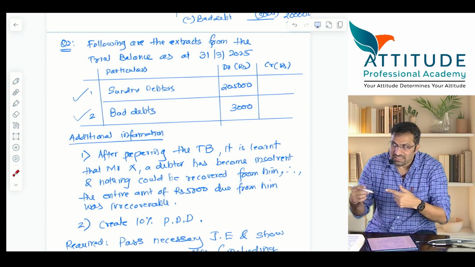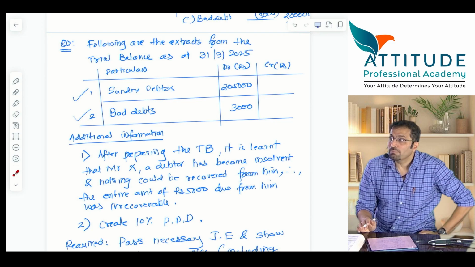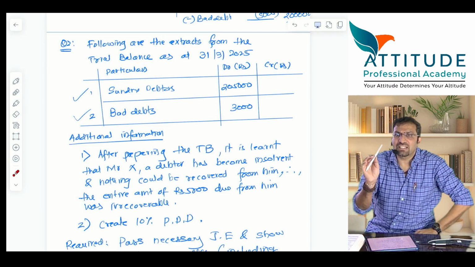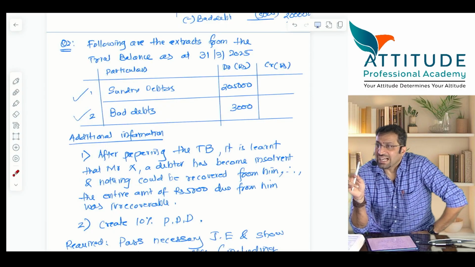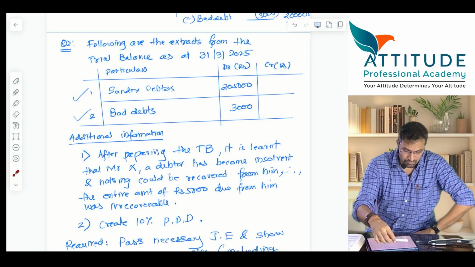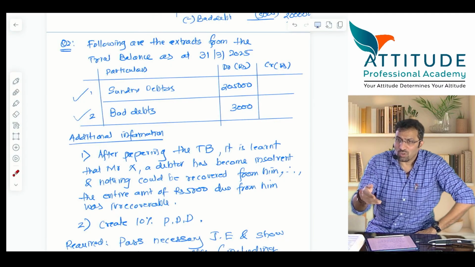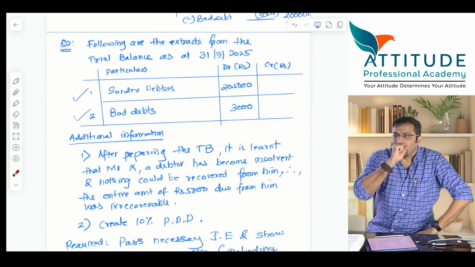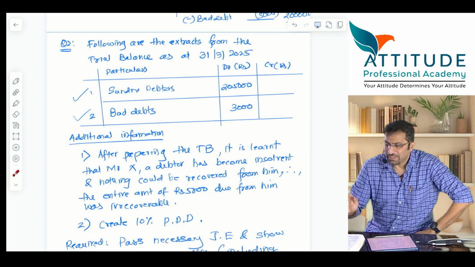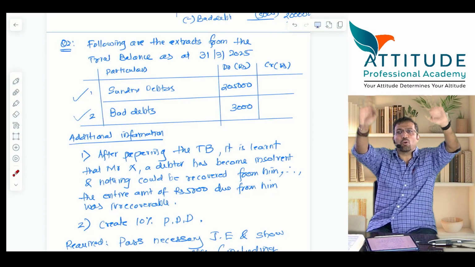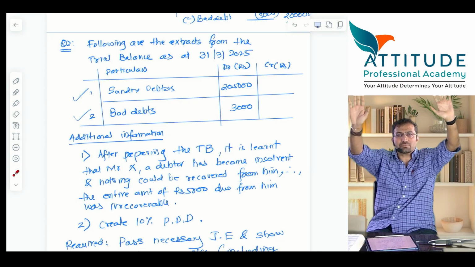How it is done, we'll take that in the next sum. That is tomorrow. Tomorrow we'll continue with this. Up till here, any difficulty? Are you getting it? I will wind up the class. Tomorrow again this will be repeated. We will finish this off, the provision for doubtful debts. I hope all of you are able to understand this. Clear?